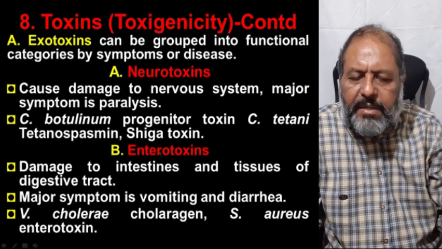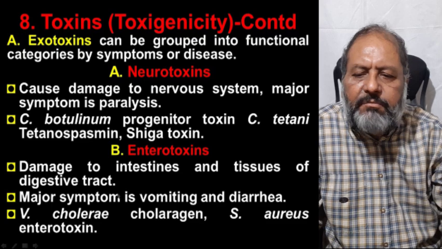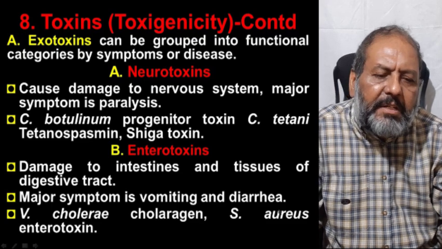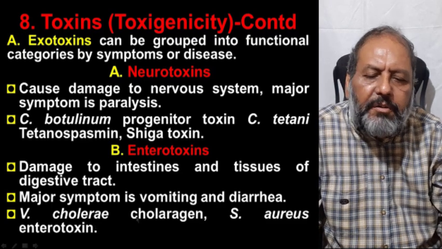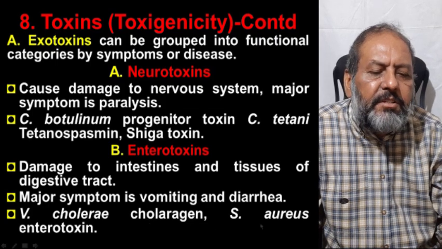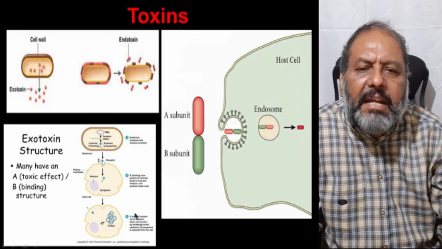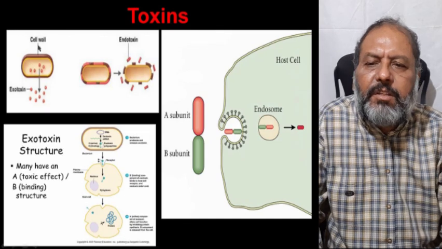Enterotoxins, as the name says, damage the intestine and tissue of the digestive tract. The major symptoms are vomiting and diarrhea. Examples are Vibrio cholerae cholera toxin and Staph aureus enterotoxins.